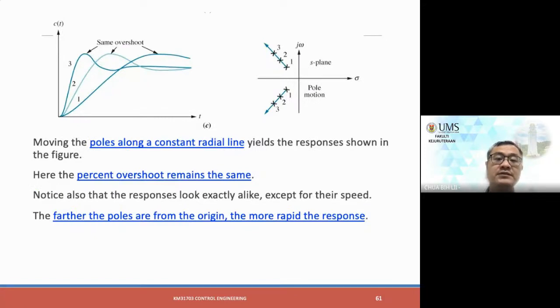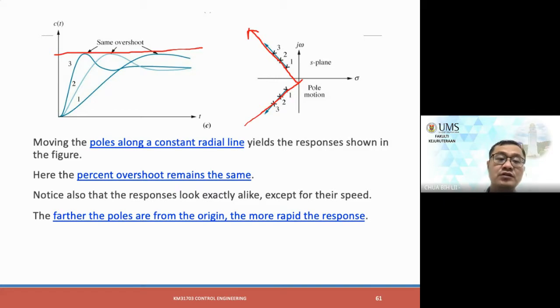And the third one is the radial line. So we can see that there is a radial line over here. If we shift the roots along the radial line, the peak value is the same. But the difference is that since the imaginary part increases, the frequency also increases.